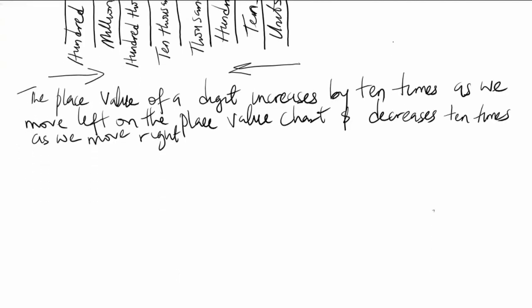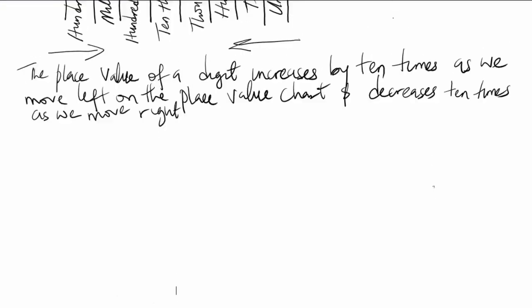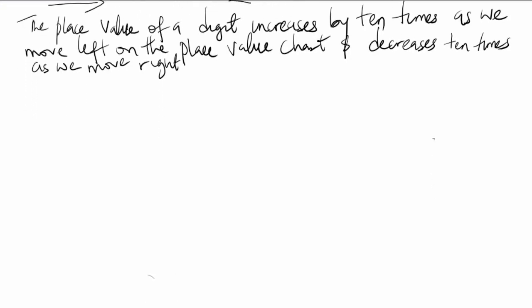So what this means is, as we move from units down to 100 million, it increases by 10. And if we move from 100 million down to units, it decreases by 10. Simple logic. So we'll take an example so that we can get a better understanding of what we mean.